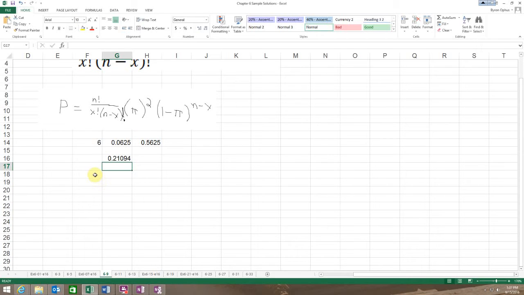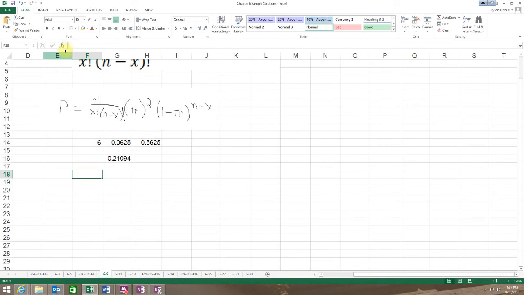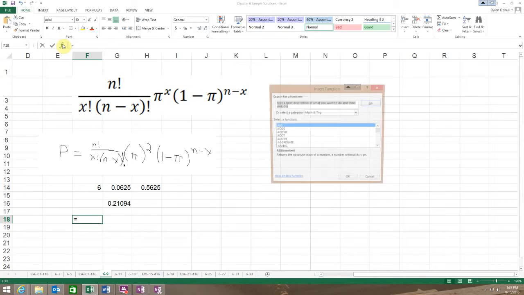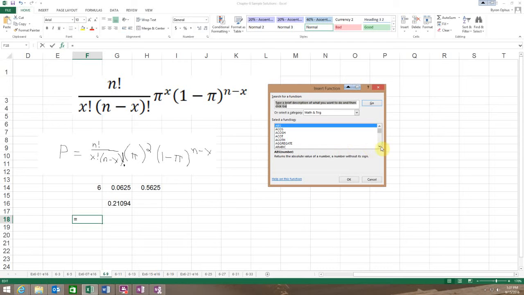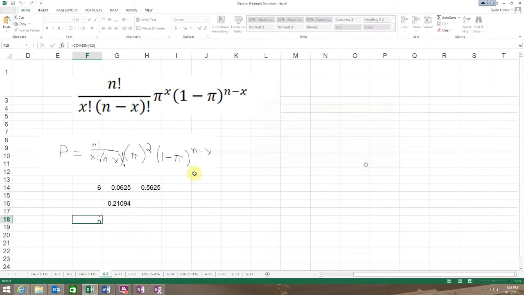Now let's do the second one where my x is 3. My n is still 4, but I'm going to do it a little bit differently here. Remember, I've written out what the combination equation is here, but I can also just go to combination. I think I can find that in math and trig. I think I can find it in stats too, but I've got the combination. My number is 4. My number chosen is 3. Okay, so now that part of the equation is 4.